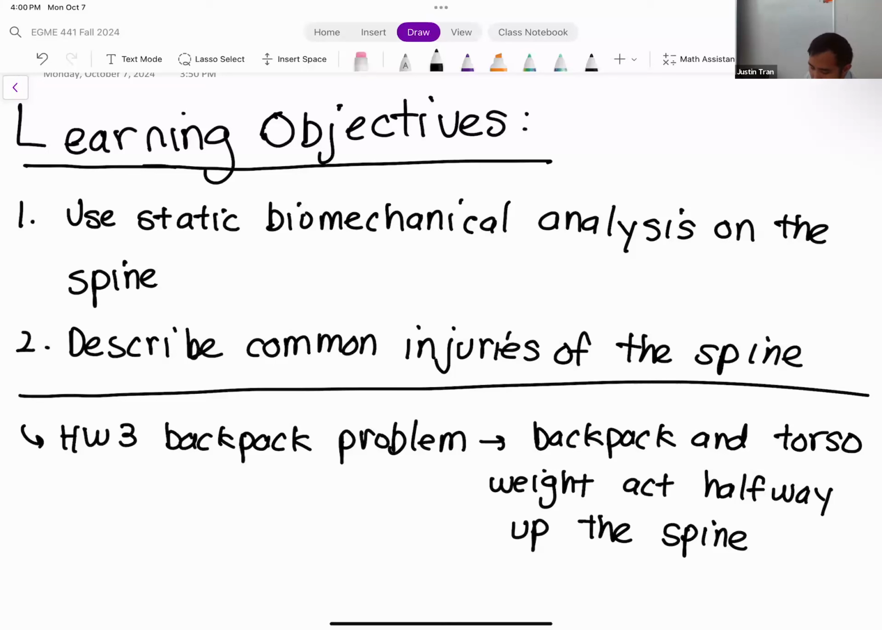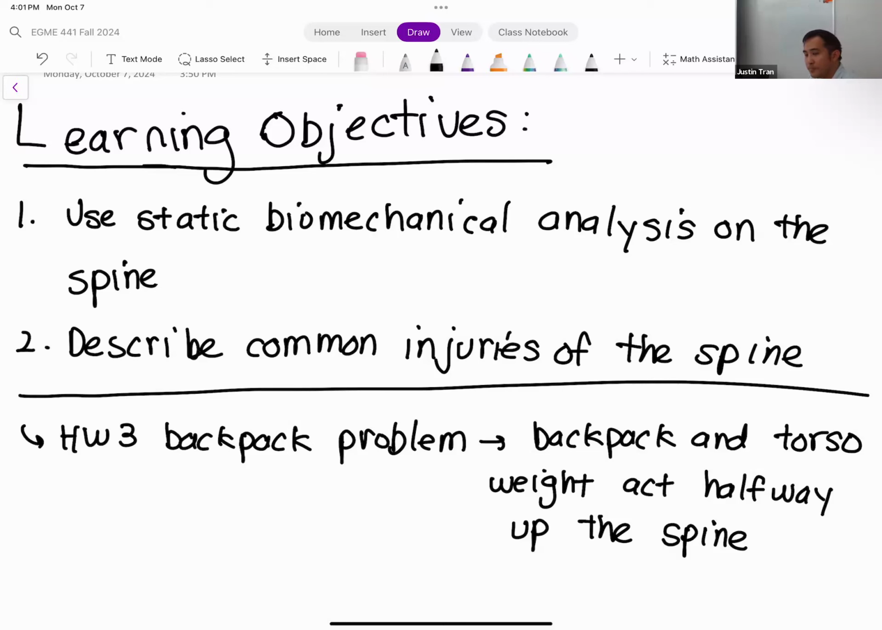One announcement I did want to make. A few people asked me this over the weekend, about the backpack problem on homework 3. I think it's not stated in the problem, but there are two things there that are assumed to act at the middle of the spine. If you look at the figure, there's the backpack that comes off the spine, and a vector that goes from the backpack up to the weight of the backpack itself. That can be assumed to act halfway up the spine. And then also there's a weight vector that goes down as well. That one also acts at the halfway point of the spine. I think the figure itself is a little bit misleading because I have these 2 vectors in different places. But you can assume both of those act at the midpoint.